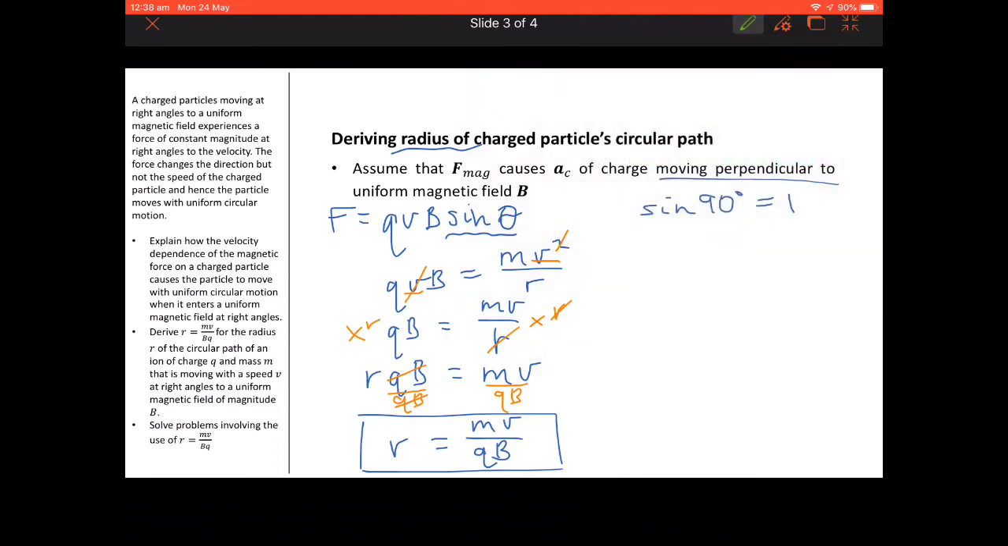Just to note, radius is measured in meters. The mass is measured in kilograms. The velocity is measured in meters per second. Maybe I'll put equal signs for all of them now. The charge is measured in coulombs, and the magnetic field strength is measured in Teslas.